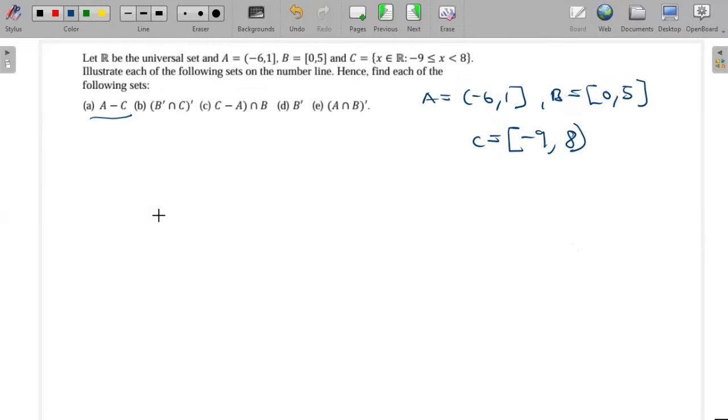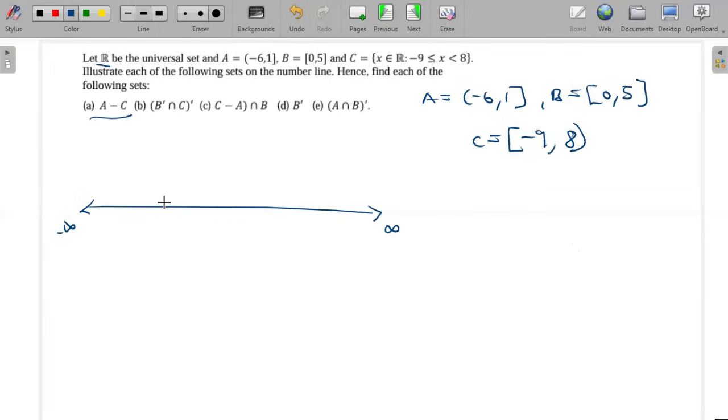So this is my C. They've told me that my universal set is just the set of real numbers. Let R be the universal set. That is just from negative infinity to infinity, like that. This is my R, or my universal set. And then my set A.